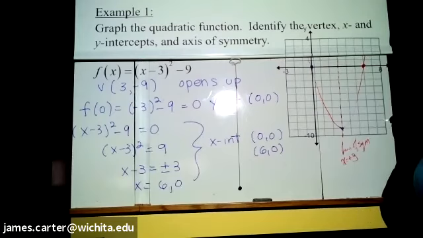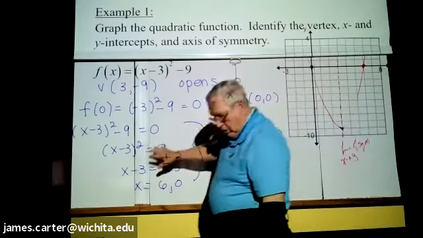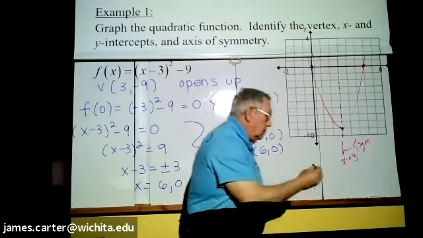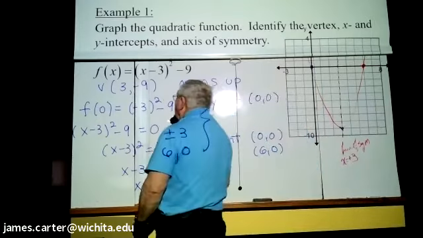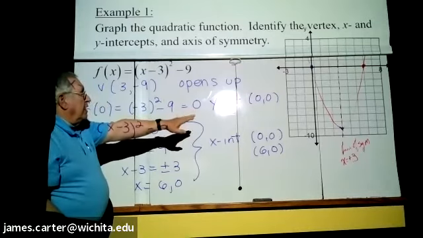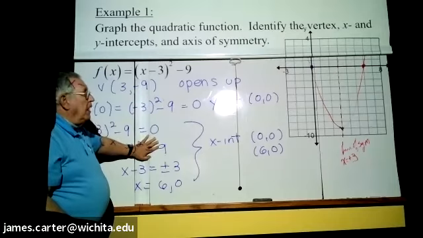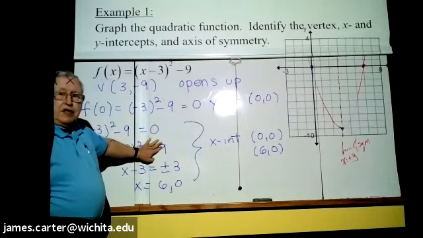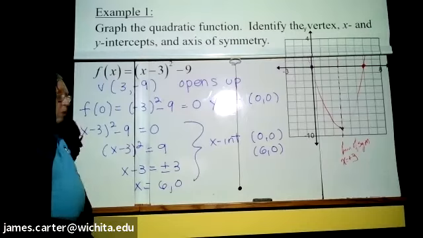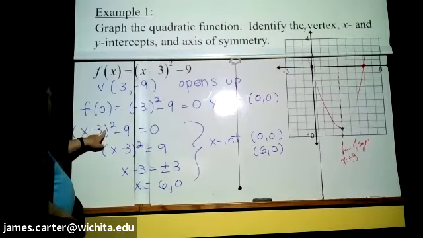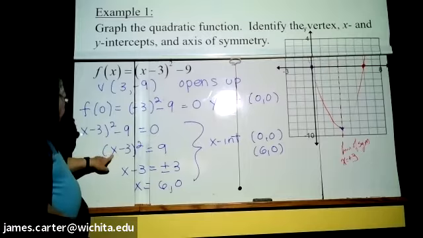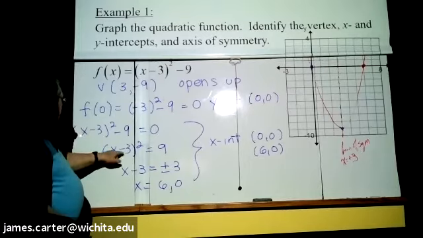Okay, here we go. Now, all of this work down here, in this case, just to graph that, I didn't need to do this. But sometimes it asks you, what are the x-intercepts? Well, if you remember, when you find the x-intercept, you replace y with 0. So here's the equation: quantity x minus 3 squared minus 9 equals 0. And then we move the 9.